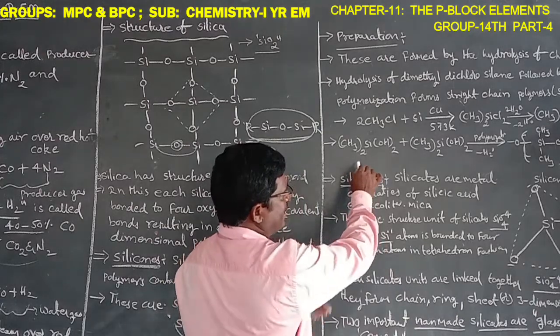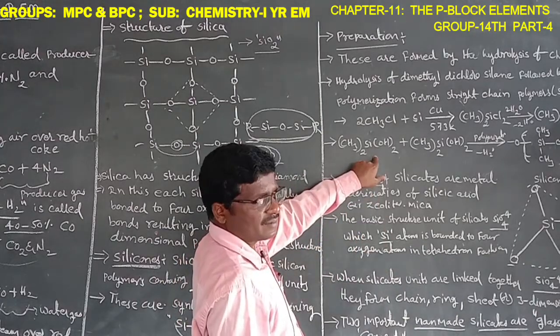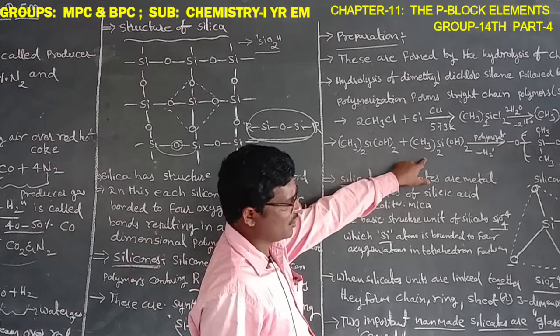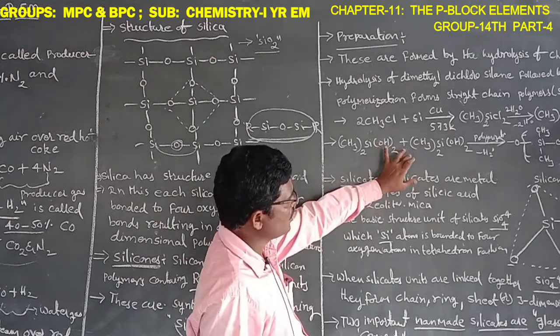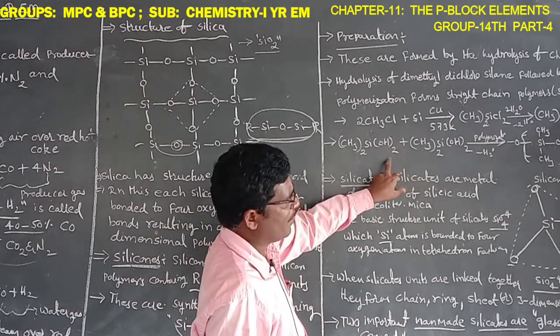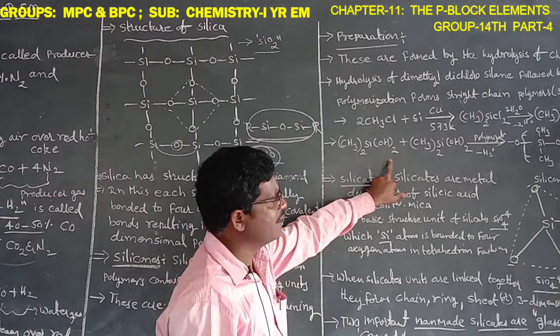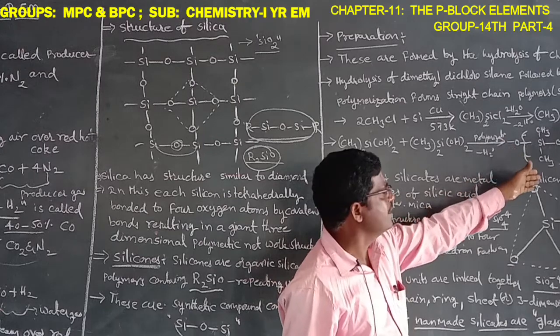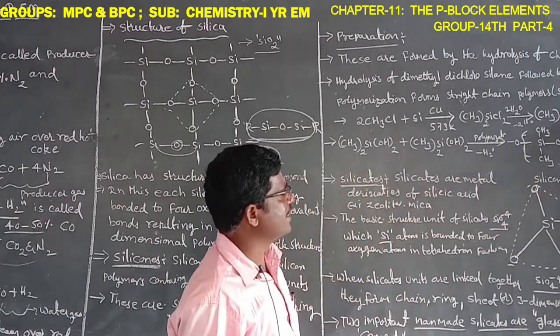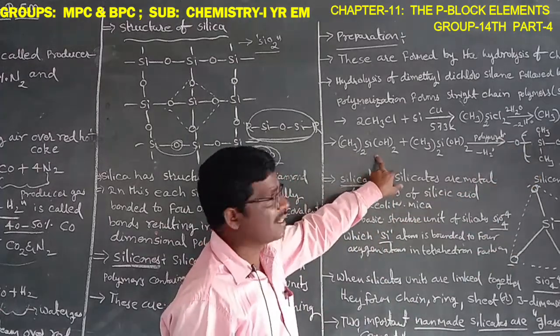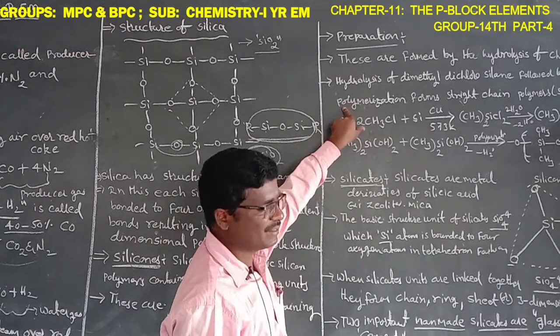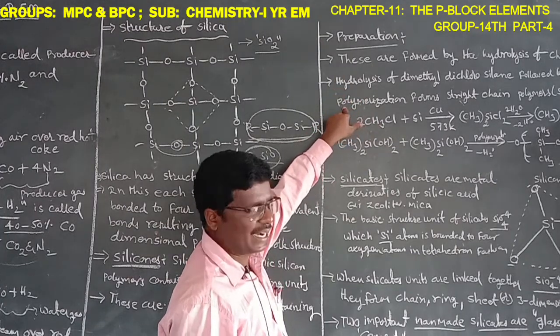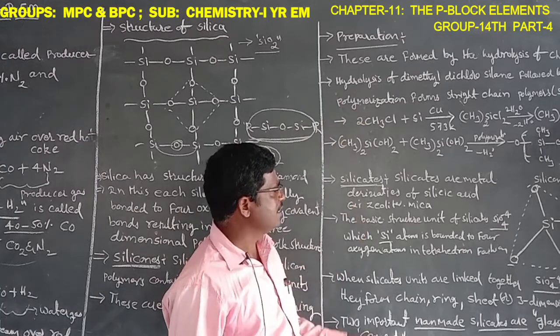Here the silicone units bond with other silicone units, the small units. Those silicone units are polymerized one by one, forming chain silicones from dimethyldichlorosilane. That is the preparation of silicones. Next, another one: silicates.